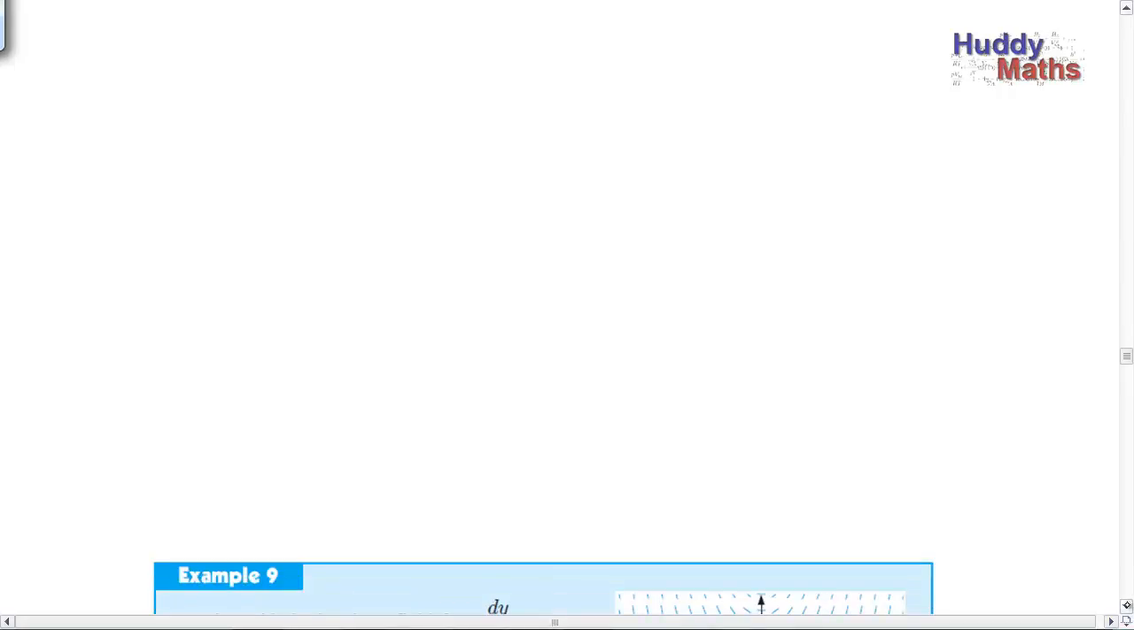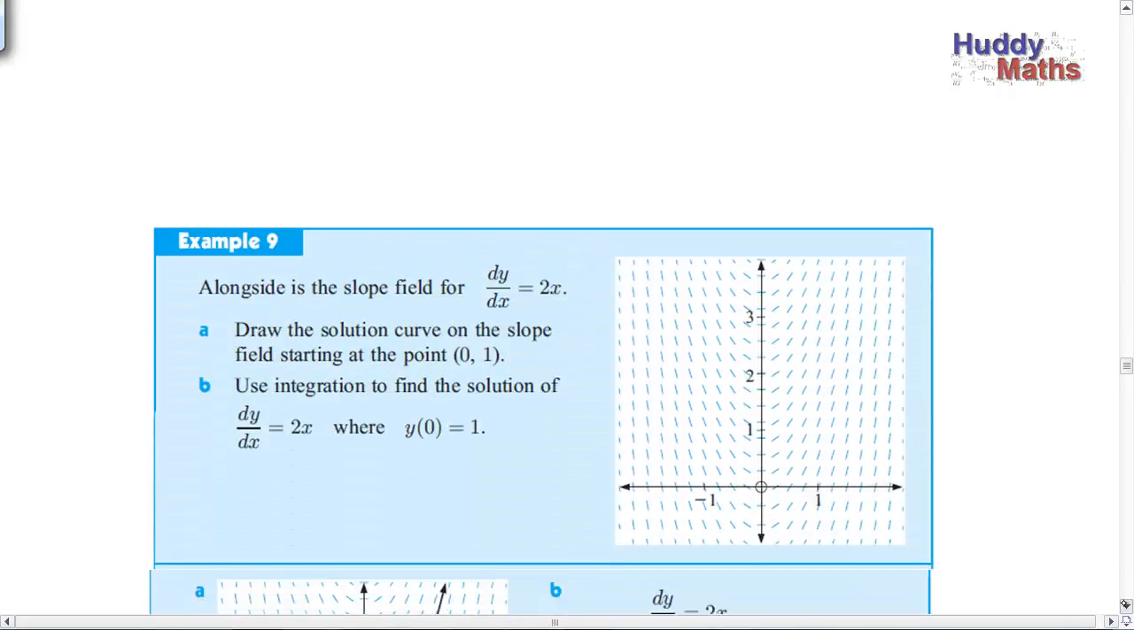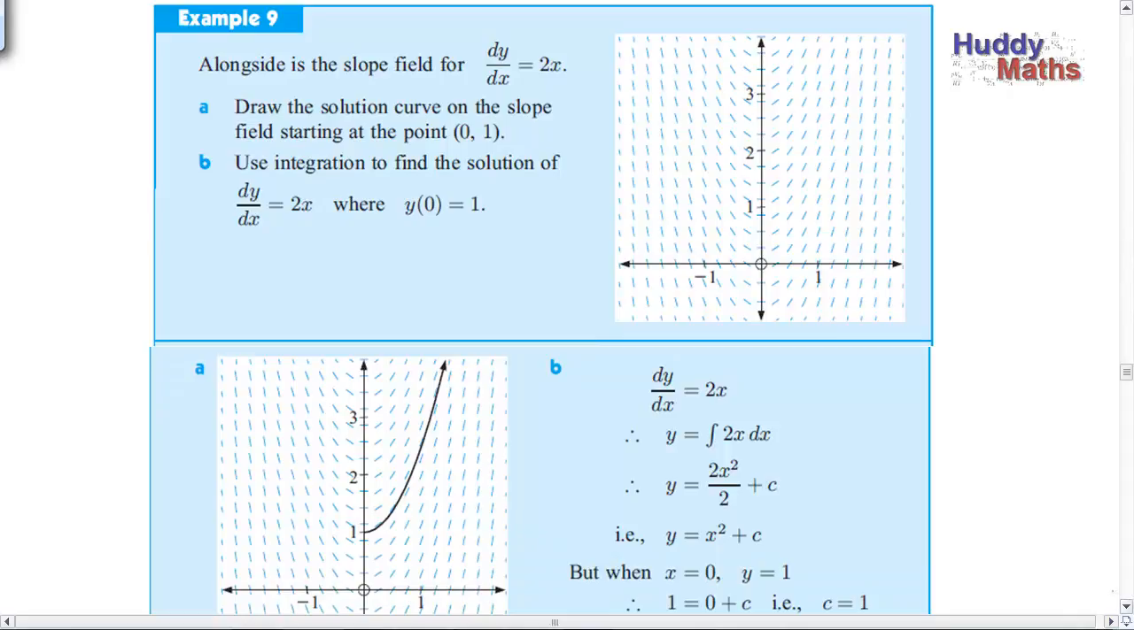Let's have a look at what you can do now and have some fun here with some actual problems. Screen clippings from Hayes and Harris this time. So have a go with their book there. So we've got a slope field of 2x. We've seen this before. Draw the solution curve on the slope field starting at the point (0, 1).